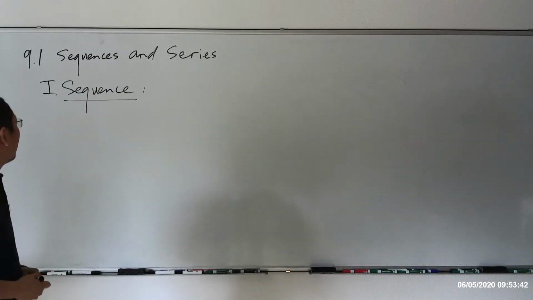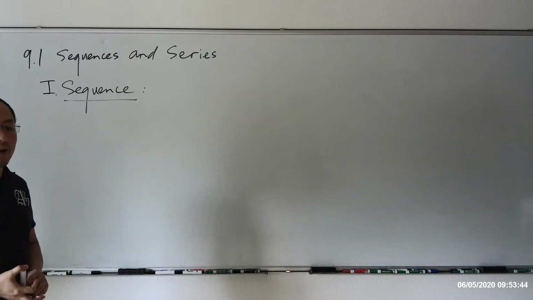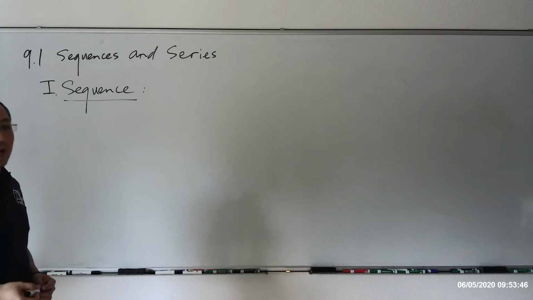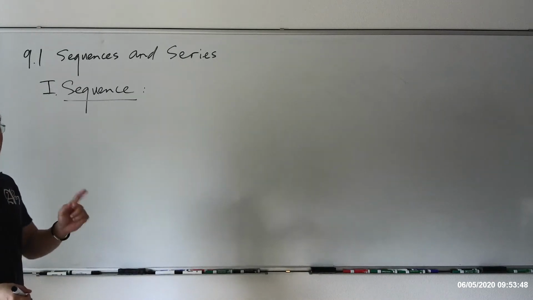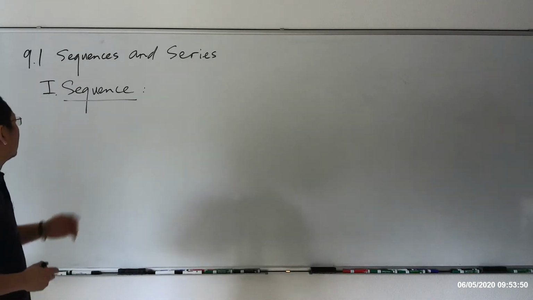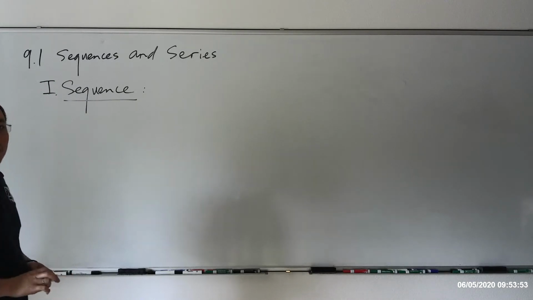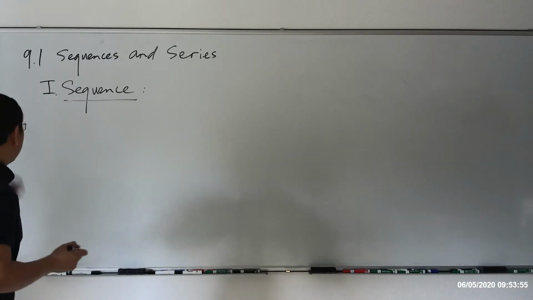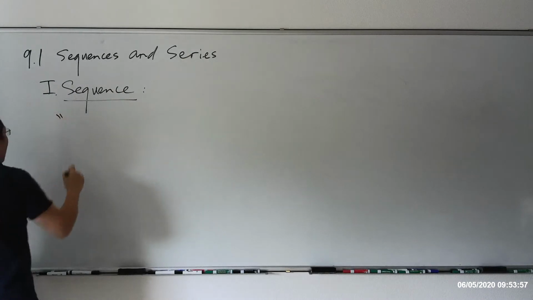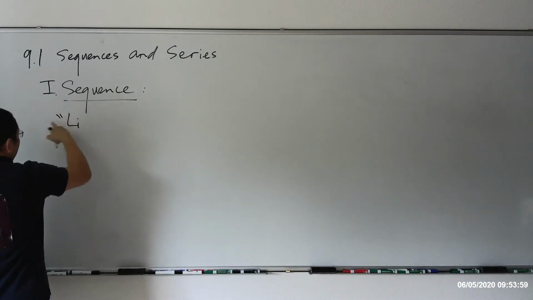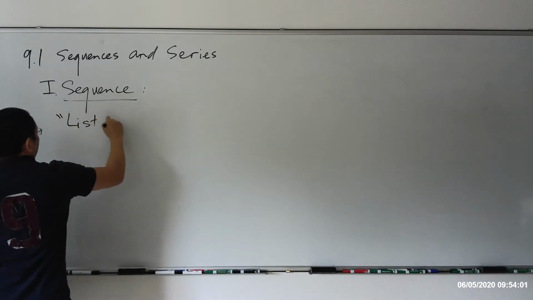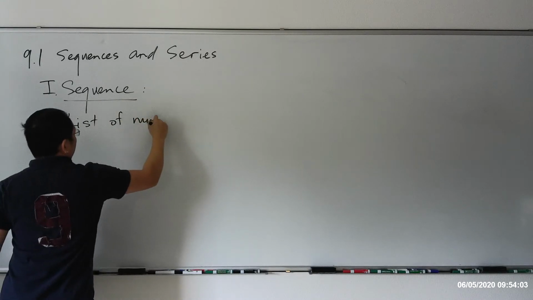Formally, people define sequence this way. This is a function where the domain is the natural numbers. It's like counting from 1, 2, 3, 4, 5, or 0. But I think it's easier to think of it as just a list of numbers. Okay, this is a sequence. So this is not a formal definition. Let me put this in a quotation mark. List of numbers.